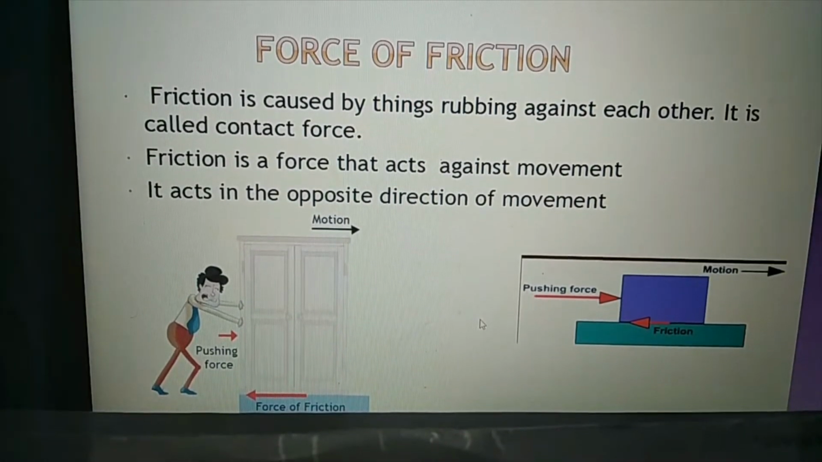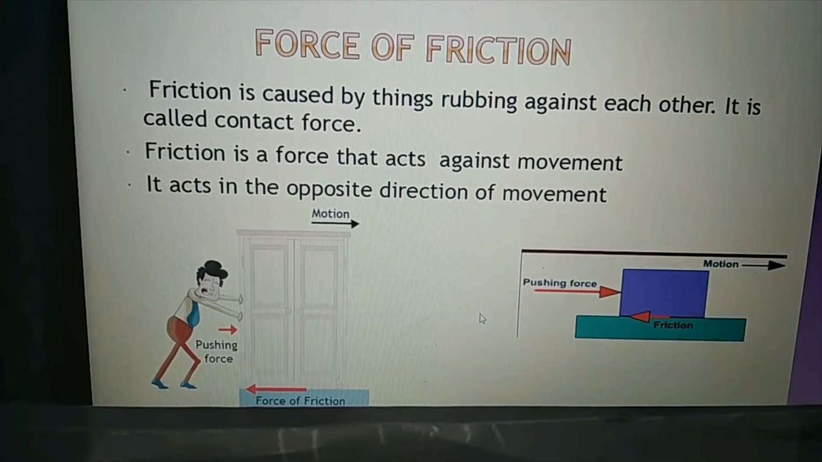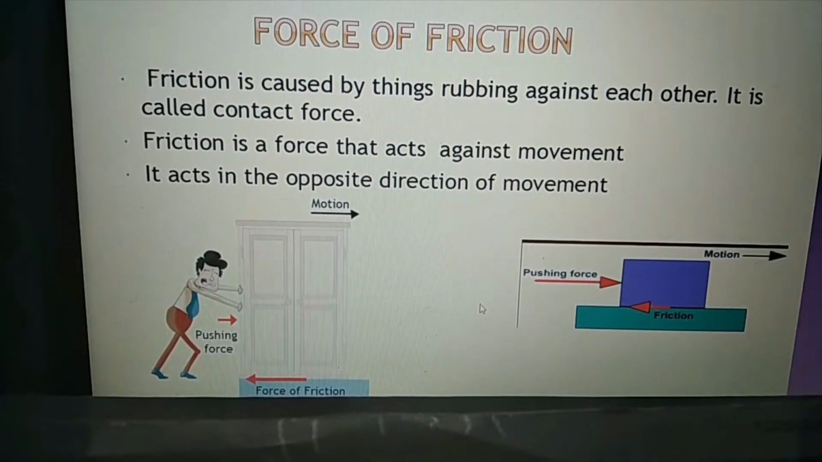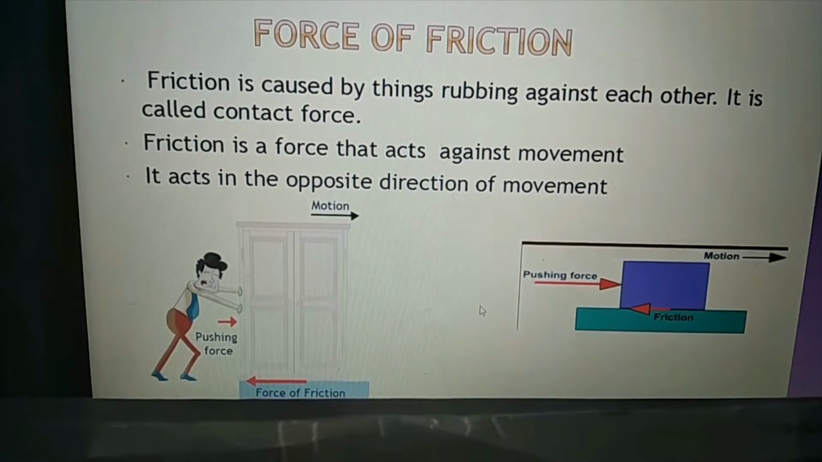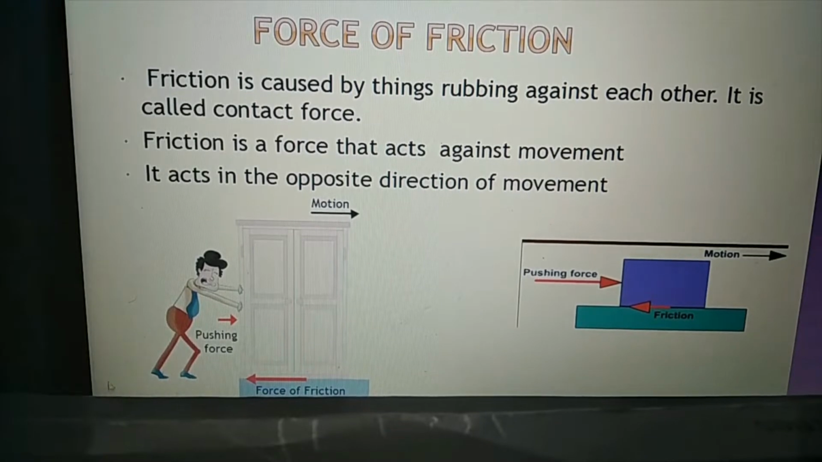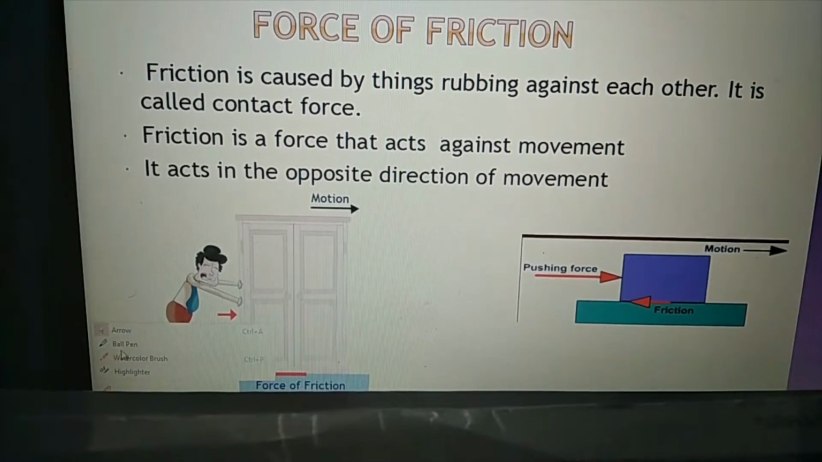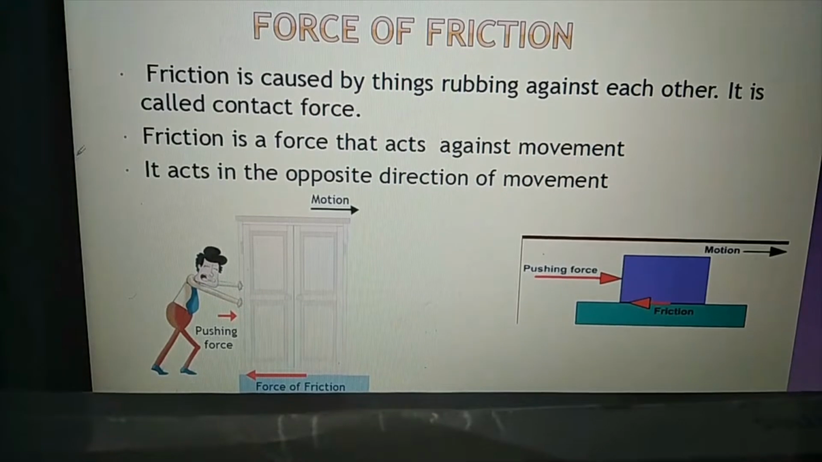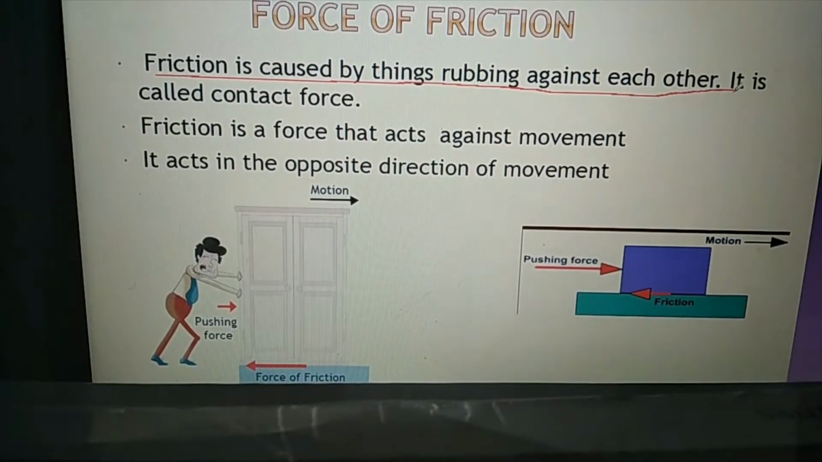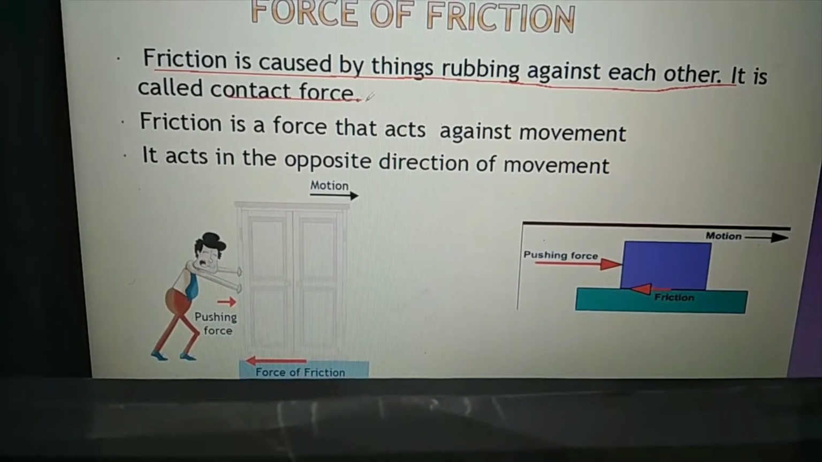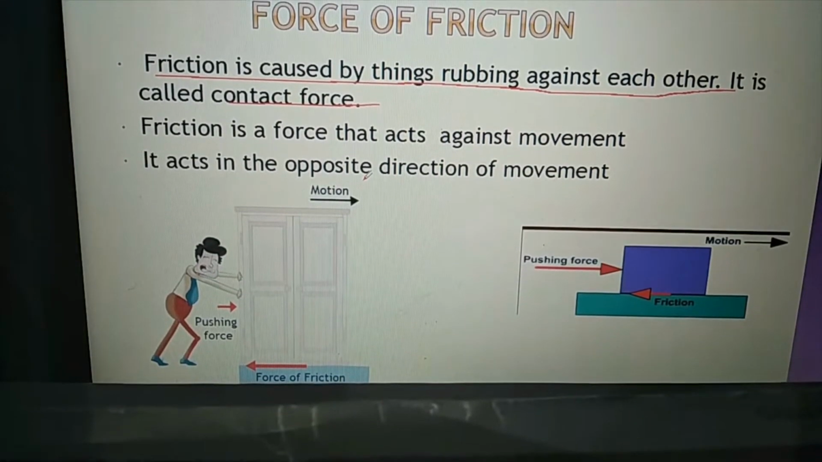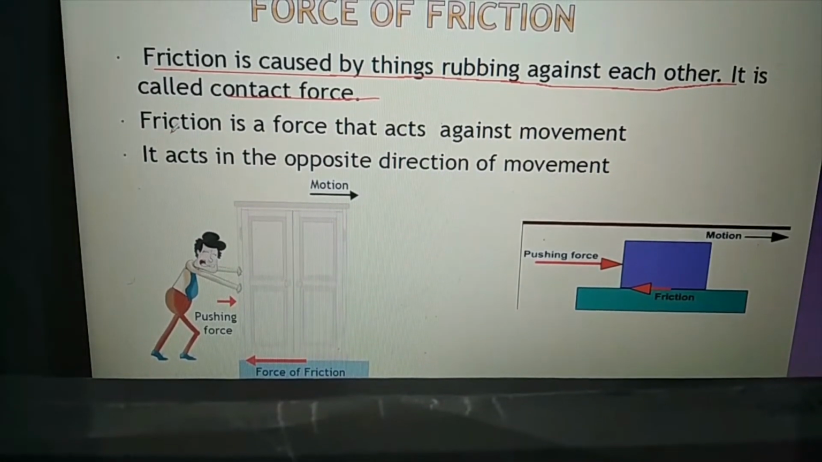Okay, can you please put your palms together and rub them together? The force that is acting on your palms is called friction. Friction is caused by rubbing things against each other. When caused by things rubbing against each other, it is also called contact force. So when things rub against each other, we say that we have friction.